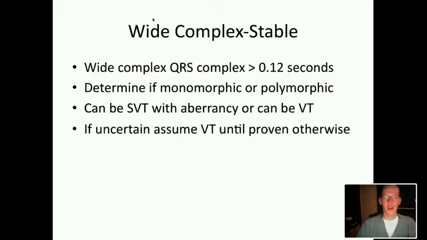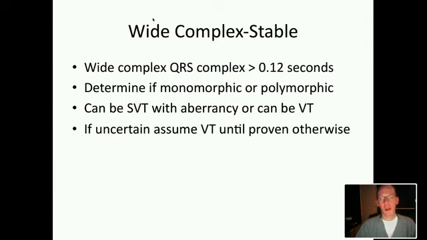So let's first talk about wide complex. Once again, QRS complex greater than 0.12 seconds. A patient is stable, so you have time to do a further assessment of the rhythm. You may need to do a 12 lead to try and determine this, but you want to know, is this polymorphic or monomorphic? What I mean by that is when you look at the appearance of the tachycardic, wide QRS complex, is there variability from beat to beat, where the amplitude shifts, or does every beat look the same? Every beat looking the same is considered monomorphic, meaning one appearance.